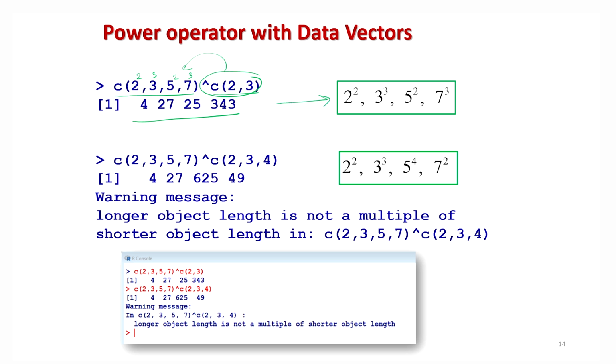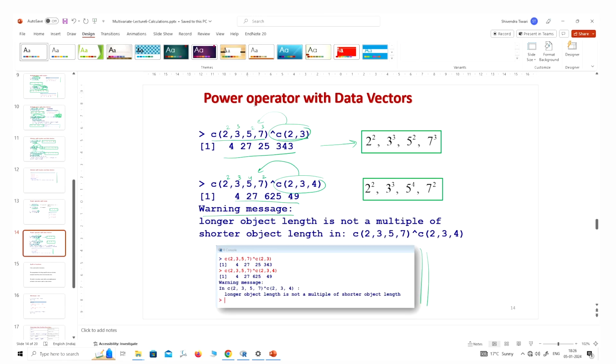And similarly, if the number of elements in the second data vector is not an exact multiple of the elements in the first data vector, then this power operator will take 2, 3, 4. This will operate, and then it will start repeating again 2, 3, 4. But after 2, it does not find any elements, so it will give you a warning message, and the outcome will be displayed here. So this is the screenshot of the same operation being done here. Right. So now let me try to show you these operations in the R software also.